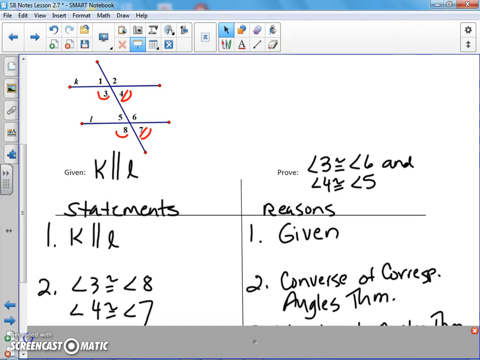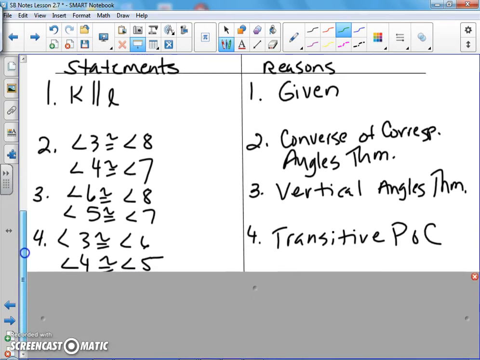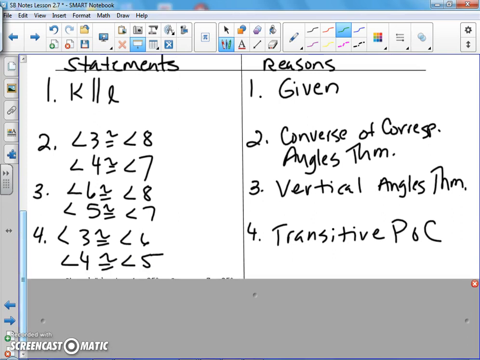Well, if I notice right here, angle 5 and 7 are vertical angles, and so are angles 6 and 8. So our next step is going to be to make use of that theorem, our vertical angles theorem, to make that statement. Well, once I know that 3 is congruent to 8 and 8 is congruent to 6, then I can use my transitive property to get 3 congruent to 6. I can use that same logic to get 4 congruent to 5. That's what I was asked to prove, so my proof is now complete.